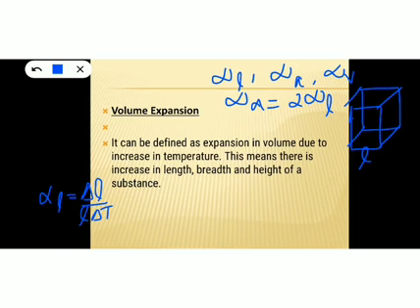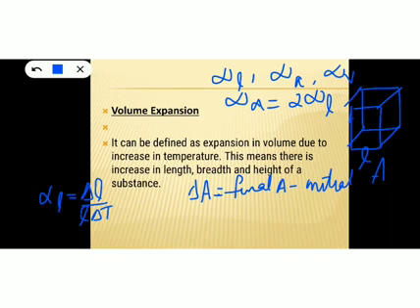Now what will be the increase in the area of the cube? Because the length of the cube is increased in all directions, there will be an increase in the area of the cube. So the increase in the area of the cube is delta A, and it is obtained by final area minus initial area.